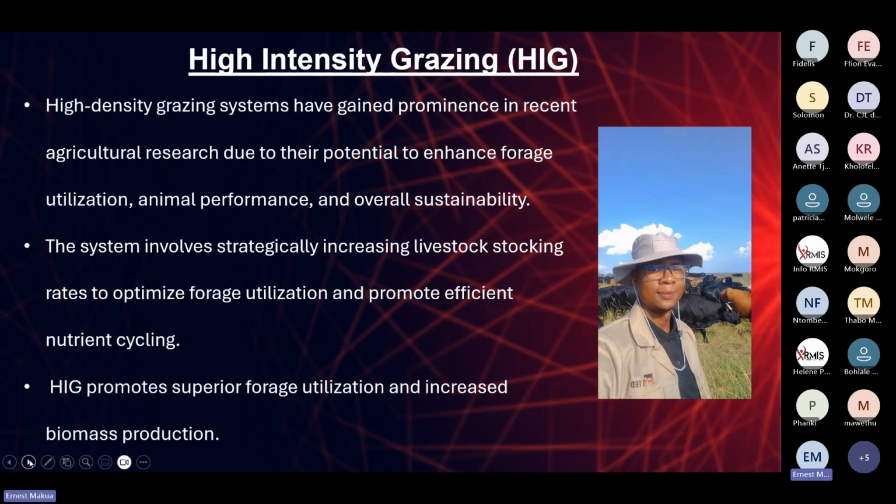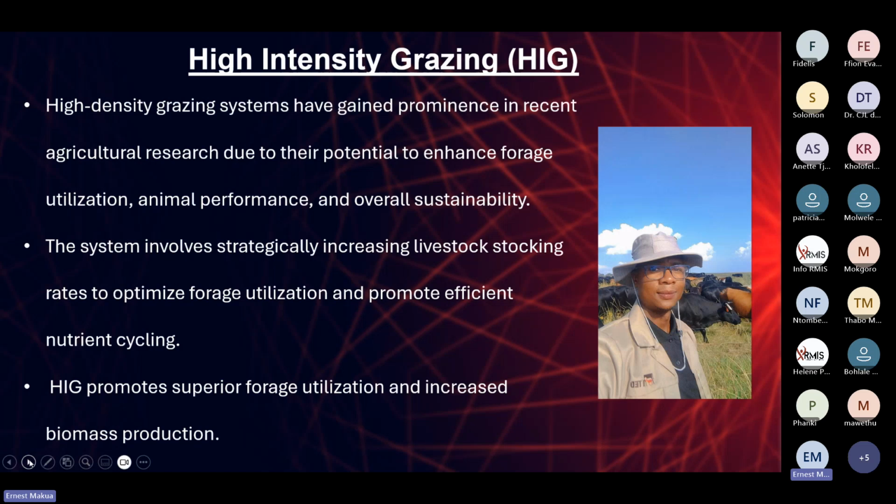But first of all, let's also define what is high intensity grazing. High intensity grazing is a grazing system that has gained prominence in recent agricultural research due to the potential to enhance forage utilization, animal performance, and overall sustainability. Remember, if you're farming, you want your farm enterprises to be sustainable. First of all, it must be profitable. Once it's profitable, it must also be sustainable.